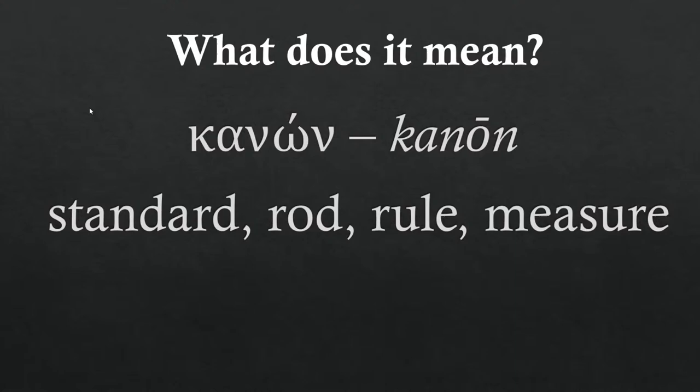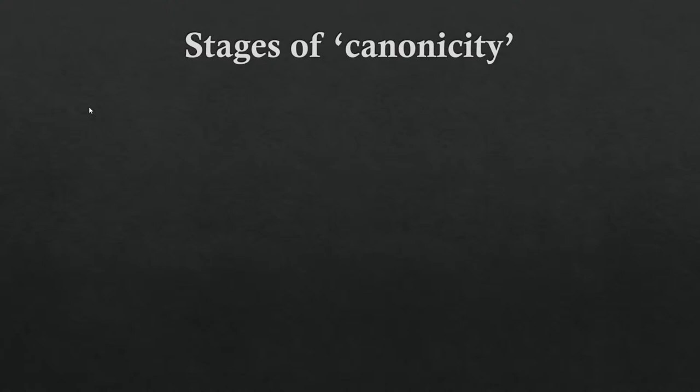But now we know what a canon is. It's not necessarily these books that we have in our Bible. It's a rule, the measure with which things can be judged. So what are the stages then of canonicity?